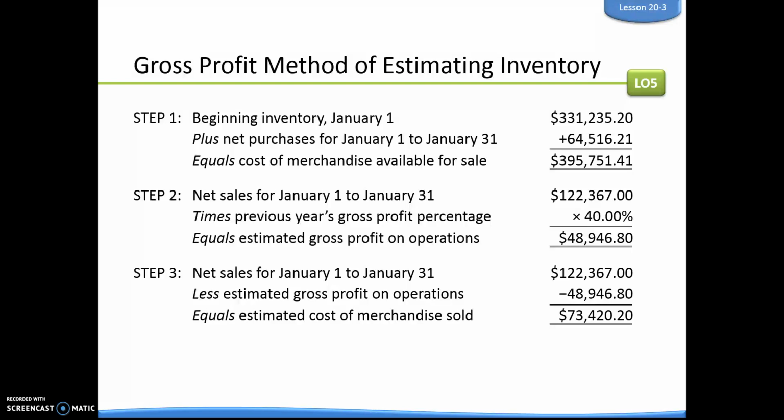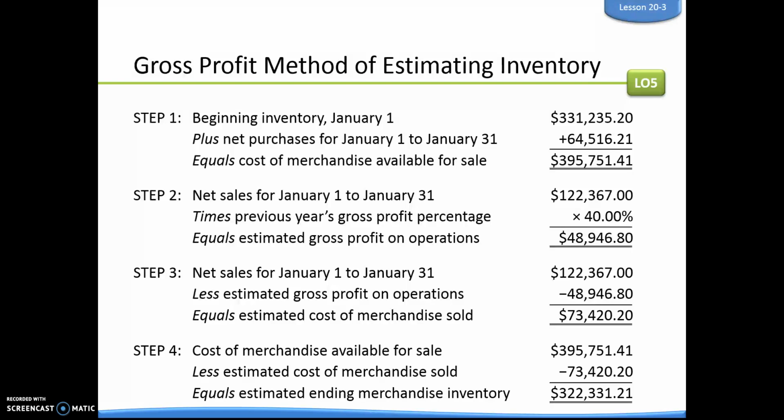And our final step, step four, is that we take our cost of merchandise available for sale, which is the amount that we found in step one. We subtract out our estimated cost of merchandise sold, the amount we found in step three, and that equals our estimated ending merchandise inventory. And that's the number that we've been looking for this entire time. So you can see how some of the numbers that you find in the steps have to get transferred down in order to figure out your ending estimate of merchandise inventory.